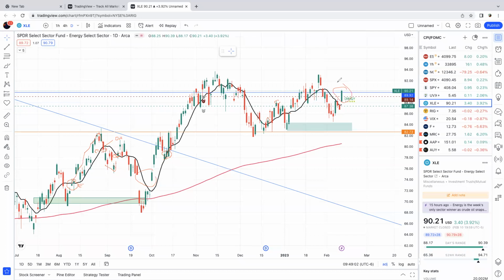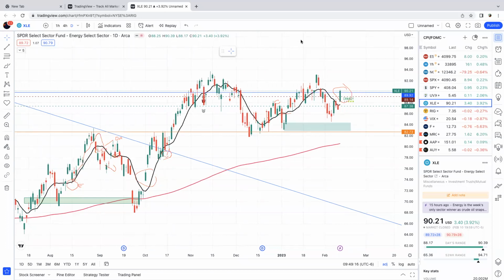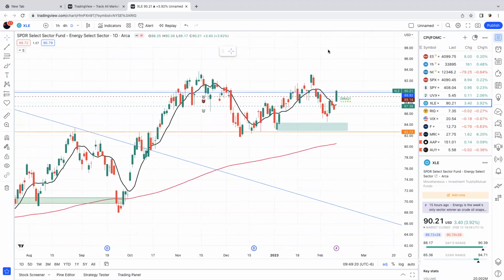Now, you need more confirmation than one. That's just the 9, right? What other confirmation do we have? Anybody notice any other confirmation? I guess the divergence at the bottom. The supply zone. Demand zone. Yeah, it bounced off this demand zone.